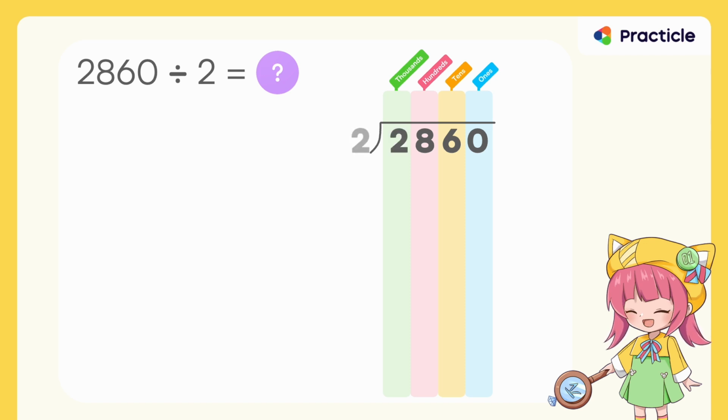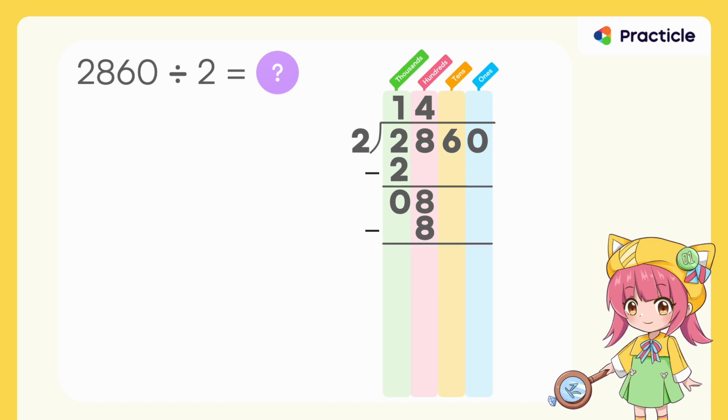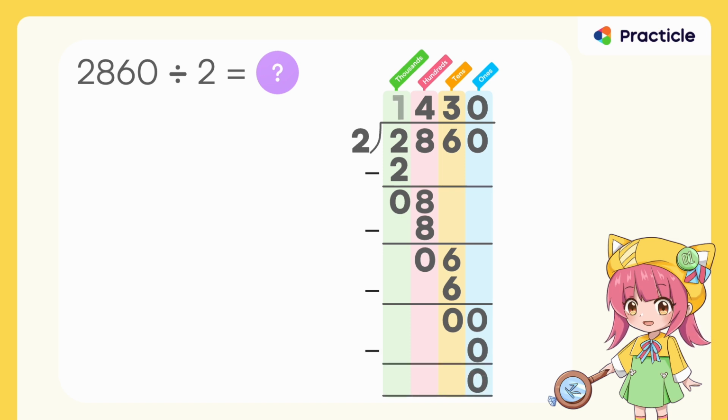2 thousands divided by 2 is 1,000. 8 hundreds divided by 2 is 4 hundreds. 6 tens divided by 2 is 3 tens. 0 ones divided by 2 is 0 ones. 1,000, 4 hundreds, 3 tens, and 0 ones is 1,430. When we divide 2,860 by 2, we get 1,430.